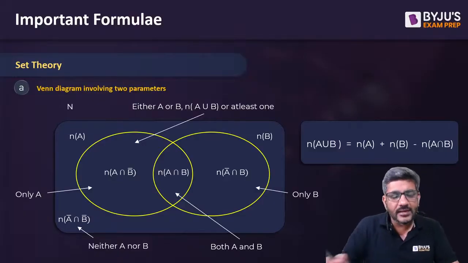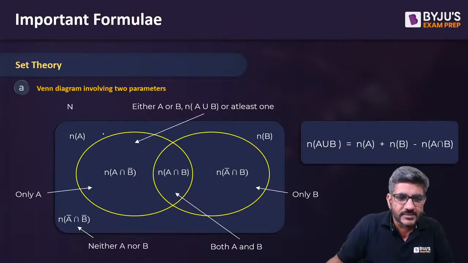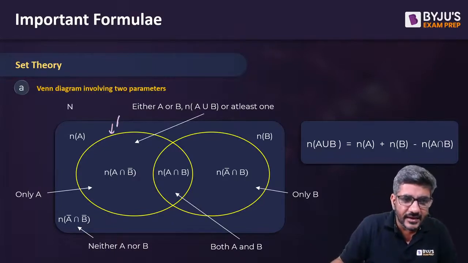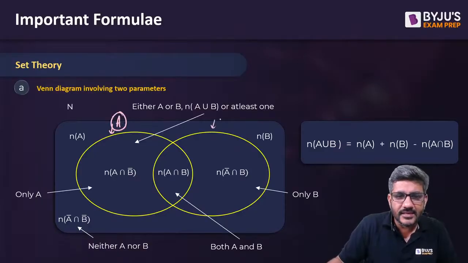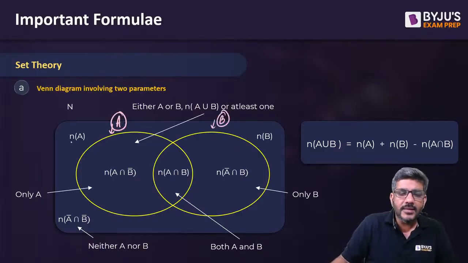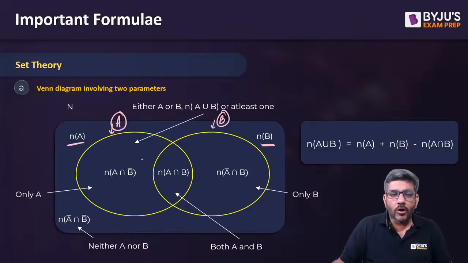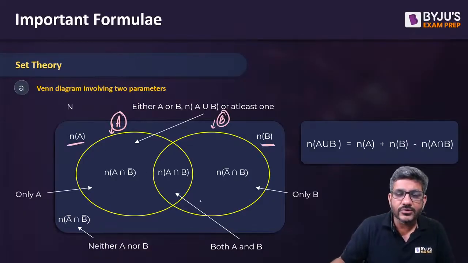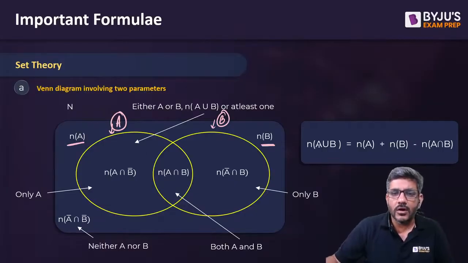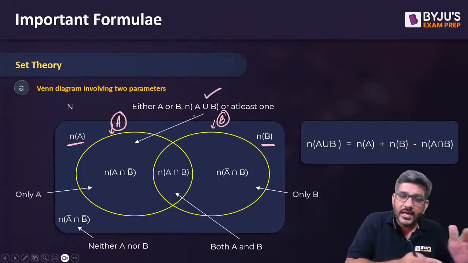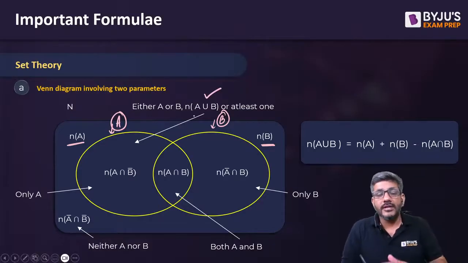So when I make figures like this on your screen, this is representing set A, this is representing set B. Number of elements in A is given by n of A, number of elements in B is given by n of B. All of the elements in these two circles are called A or B, or you can also call it either A or B, or you can also call it A union B.